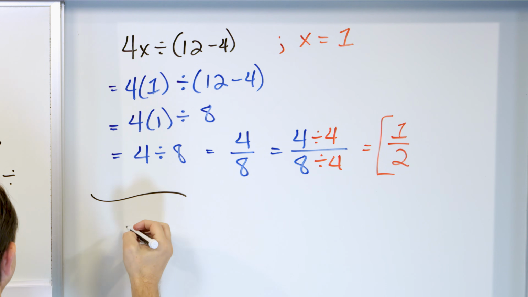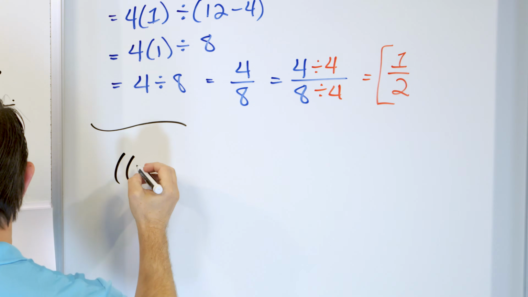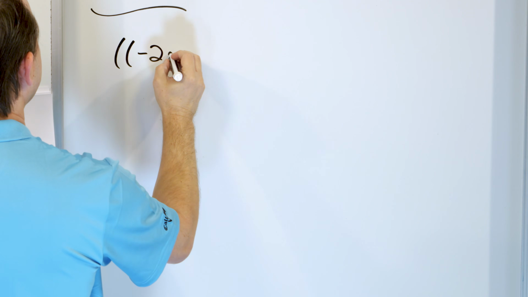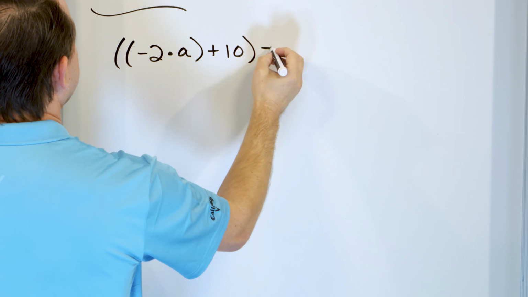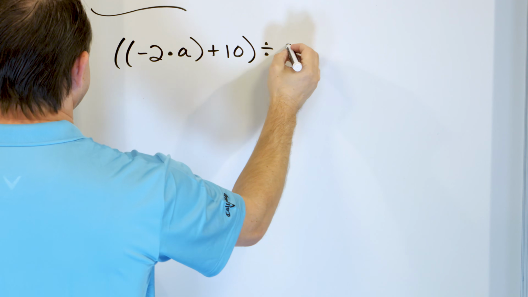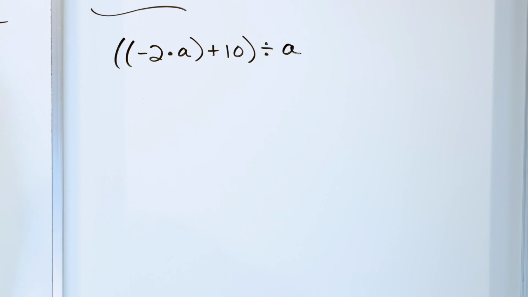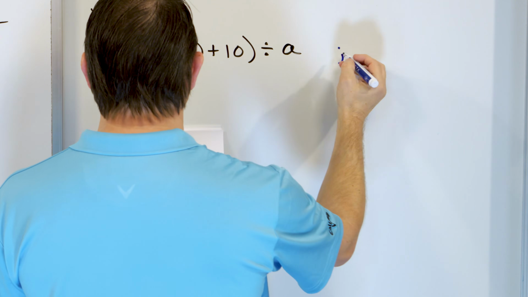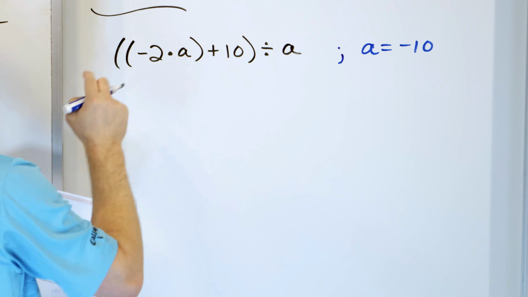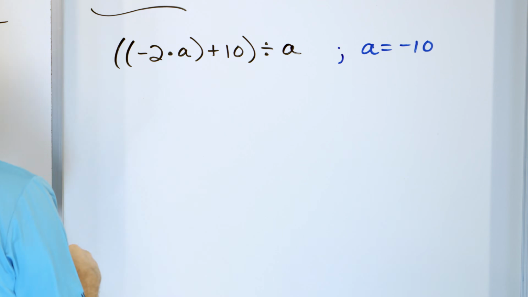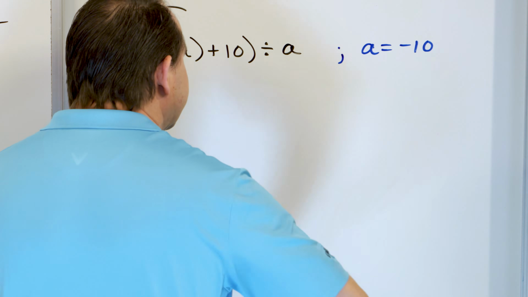All right, next problem. Let's say we have -2 multiplied by a, then we're adding 10 to it, close that off, and then we're going to divide by a. All right, same thing. I'm going to also give you that a is equal to -10. Now, because you're putting a negative number in here, you might have to put some extra parentheses to make sure it's readable, but that's really up to you.